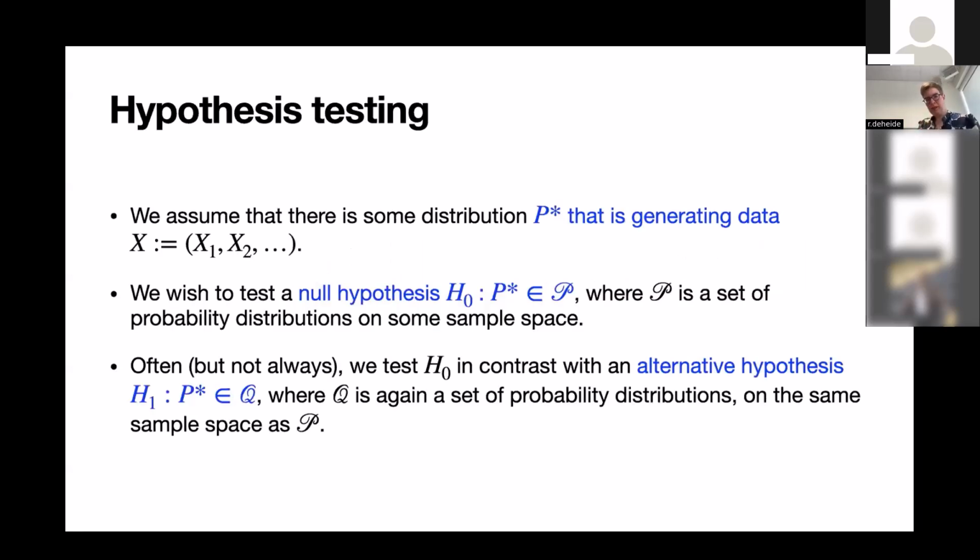So let's make it a little bit more formal. We just assume that there is some probability distribution, P star, that's generating the data. And we wish to test a null hypothesis, that P star is in some set of probability distributions on some sample space. So again, for the t-test, this could be all Gaussians with mean 0. And often, but not always, we test the null hypothesis in contrast with an alternative hypothesis, that P star is in some other set, for example, all Gaussians with mean non-zero on the same sample space.